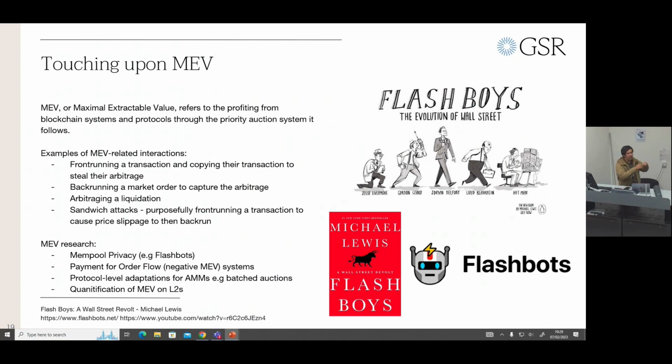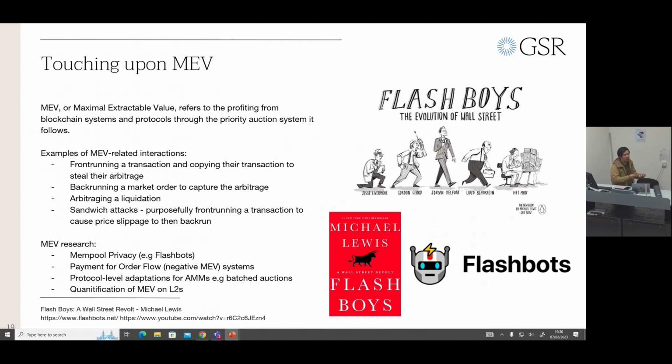If you notice that there is going to be a large market order that shifts the price quite a lot, but there are still some exchanges that are quite slow in updating their prices, then what we can do is back run that large market order and capture the arbitrage for ourselves.